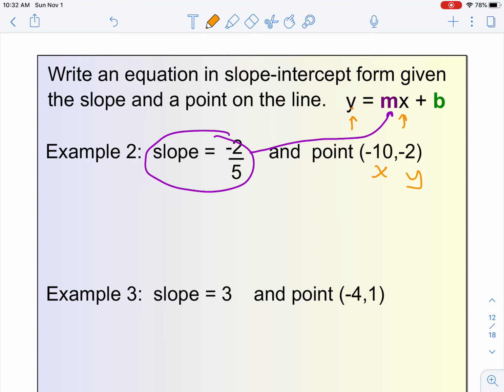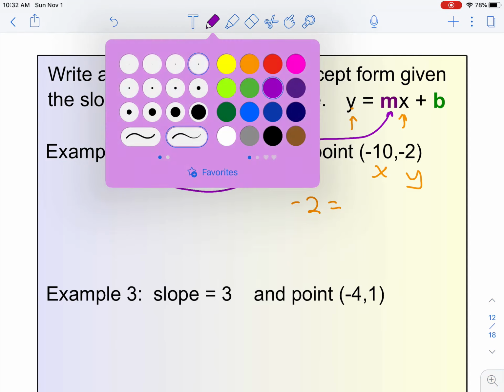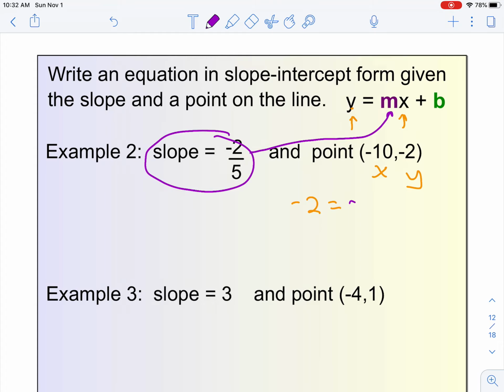So I'm going to go ahead and put my y value in for y right here. So that's going to give me -2 equals, now I'm going to put my slope in of -2/5. I'm going to put my x value in, which is -2. Remember, those are multiplied together. And then I have at the end plus b. So I substitute everything in.